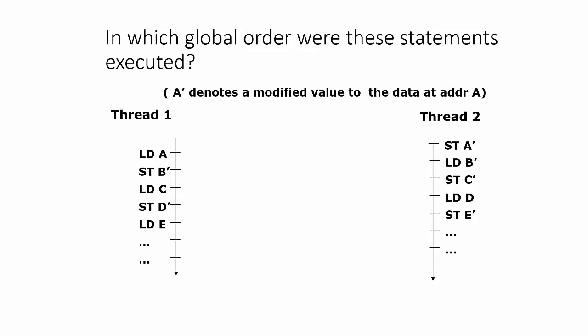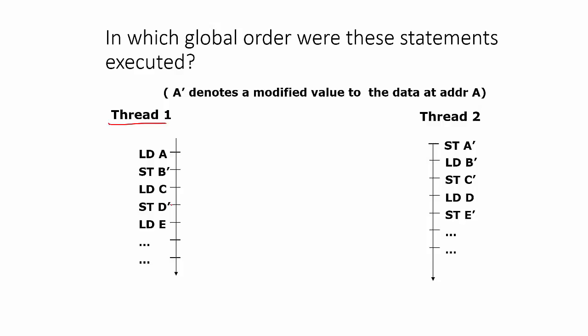So just what does it mean with a global order? Okay, so each thread will issue a number of loads and stores to different variables. In this case we have load A, store B, load C, store D and E, and so on. Okay? And then thread 2 does the same thing.